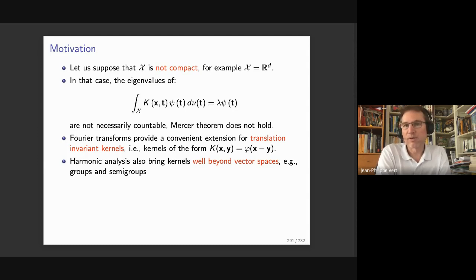And fundamentally, why Mercer theory does not apply here is because the operator associated to a Gaussian kernel over R or R^d is not compact, and therefore, for example, the spectral theorem would not apply and would not lead us to a countable sequence of eigenfunctions and eigenvectors. So we need something else, and this is what we will do today.